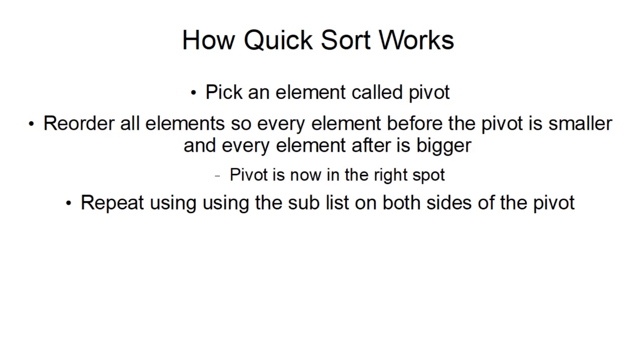You go through and reorder all the elements, so every element smaller than the pivot comes before it and every element larger than the pivot comes after it. Once you do that, you know the pivot's in the right spot, and then you repeat recursively by calling the same method on the sublist before the pivot and after the pivot, so it keeps shrinking how much work needs to be done each recursion. Okay, so let's get into code.